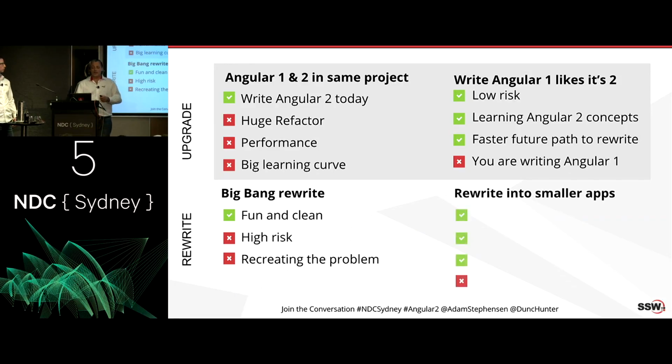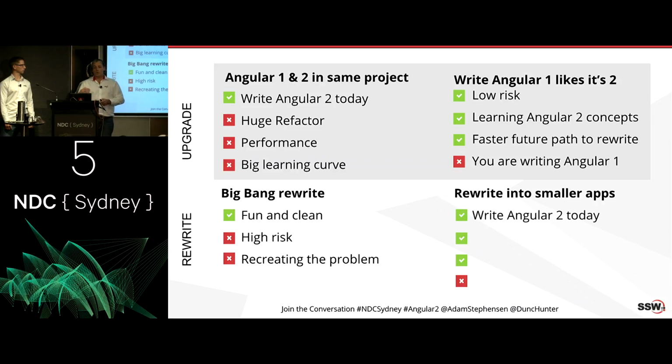So what we think you should be doing is rewriting your apps into smaller applications. So what we want to do is we want to say, well, we've got this new module we want to write. Let's extract some common shared functionality like authentication, and then we'll keep our existing Angular 1 app, and we'll just start writing Angular 2 in new, smaller applications that we'll stitch together.